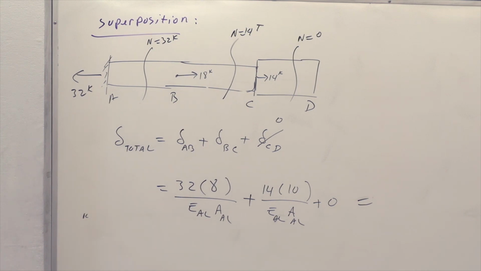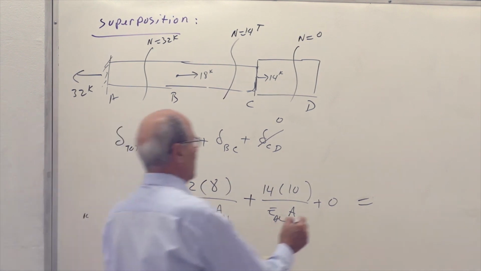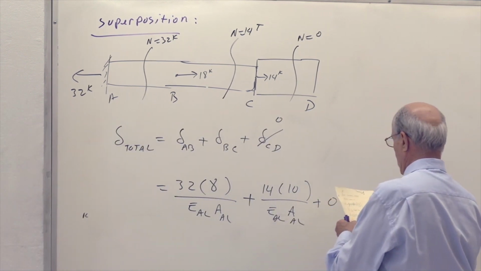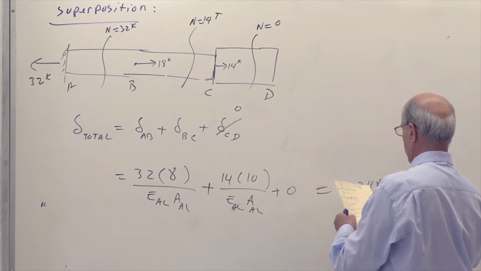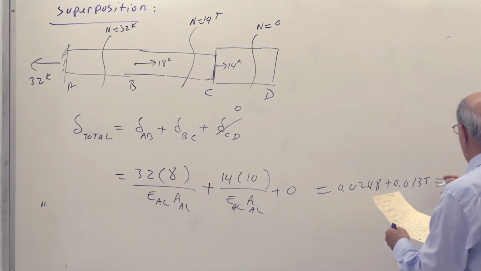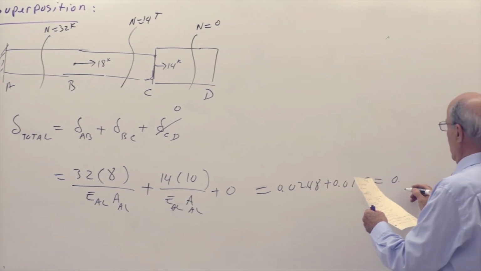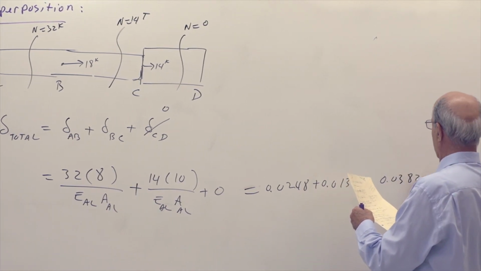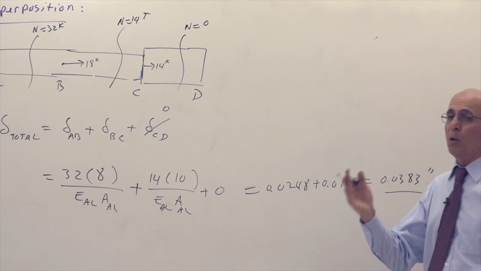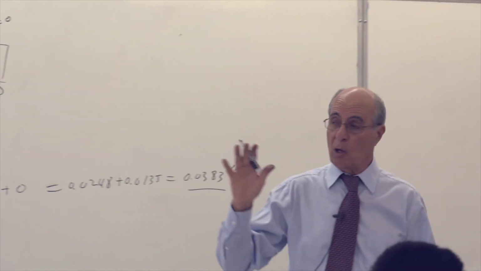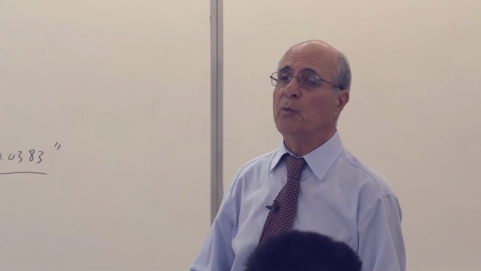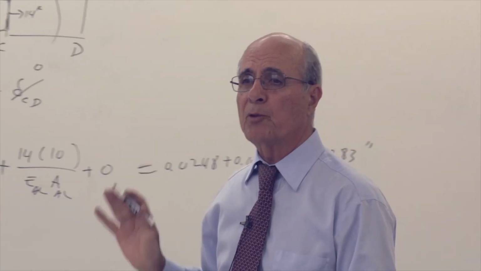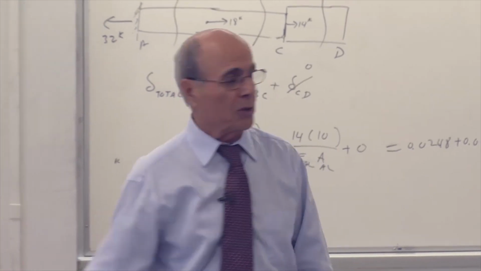Now I have to get my superposition here. The total becomes equal to, I give you the numbers, 0.0248 plus 0.0135 for a total, plus 0, equal to 0.0383 inches. So the whole system, all three parts together, moves to the right this amount, which should not be there. So I have to push it back. That was step 2.